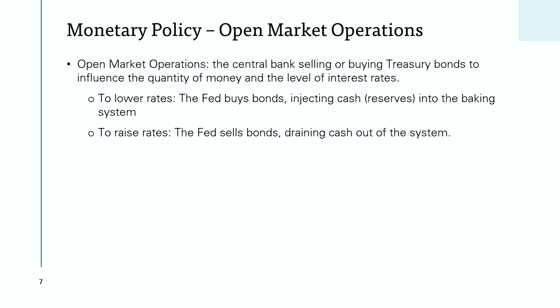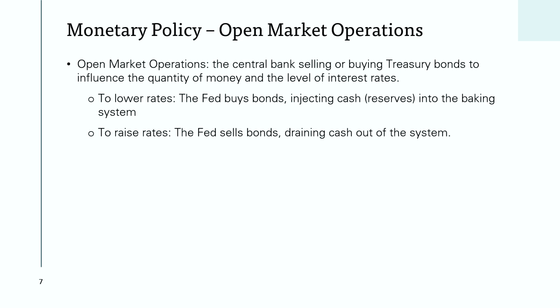Open market operations refer to the Fed buying or selling treasury bonds in financial markets. When the Fed wants to lower interest rates, it buys bonds from banks. This injects reserves into the banking system, making it easier for banks to lend and thereby pushing interest rates down. When the Fed wants to raise interest rates, it does the opposite.